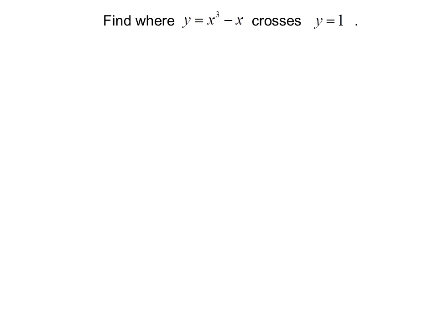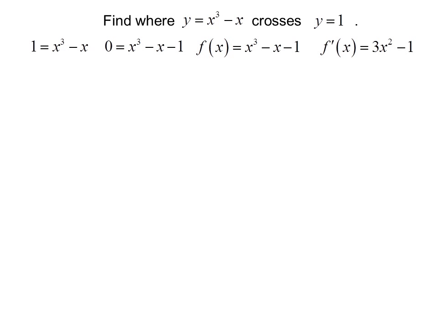Example, find where y equals x cubed minus x crosses y equals 1. So this is the equation that we want to solve. 1 equals x cubed minus x. If we subtract 1, we get 0 equals x cubed minus x minus 1, which we can write as a function f of x equals x cubed minus x minus 1. And the derivative of that function is f prime x equals 3x squared minus 1.